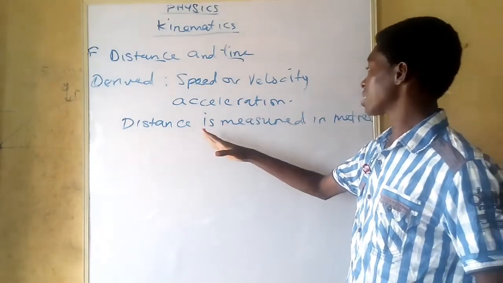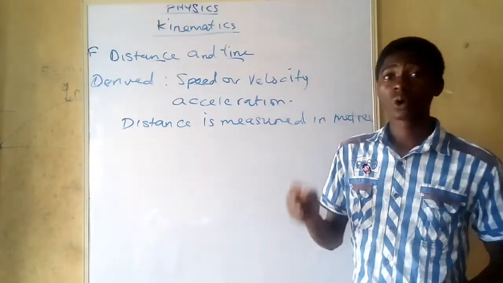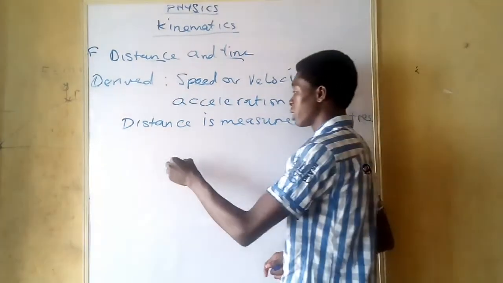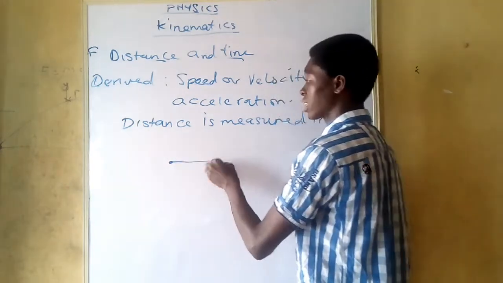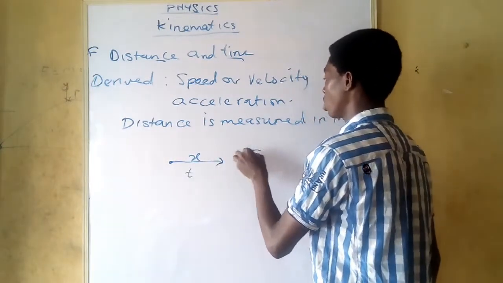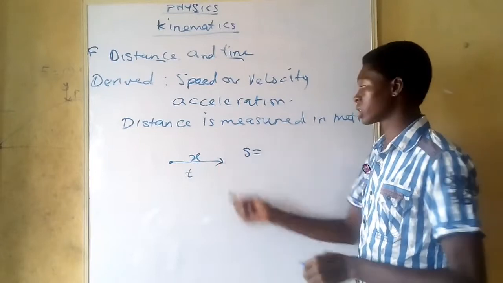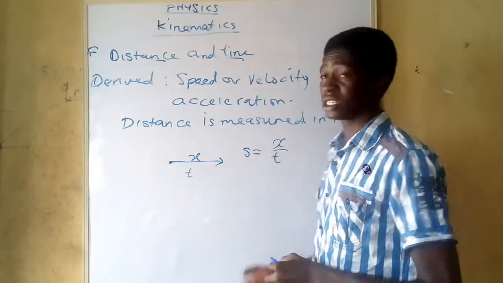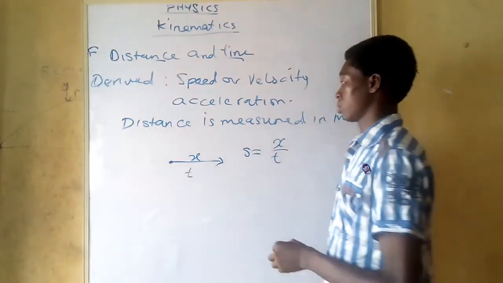Now, we have defined distance, and we have defined time. Now, what is speed? Speed is the rate of change of position of a body. If a body is at the origin, and then after some time t, it moves down here and covers a distance x, the speed of this body is talking about how fast the object moves from this point to that point. That's x over t, where x is the distance and t is the time taken for that body to move that distance.